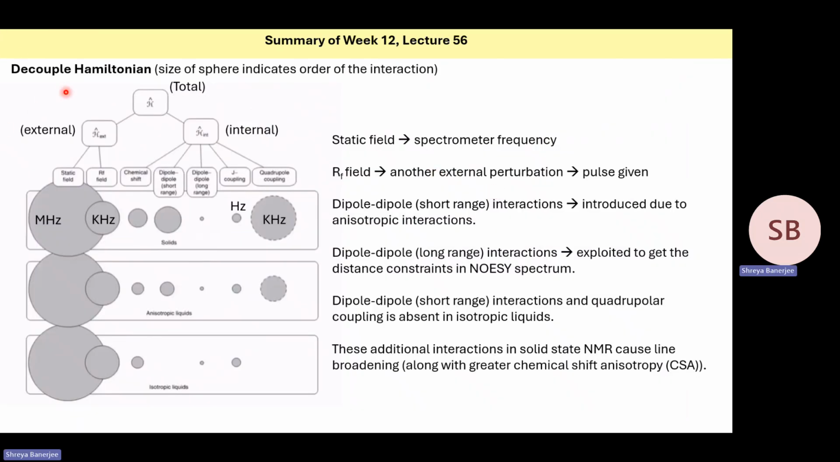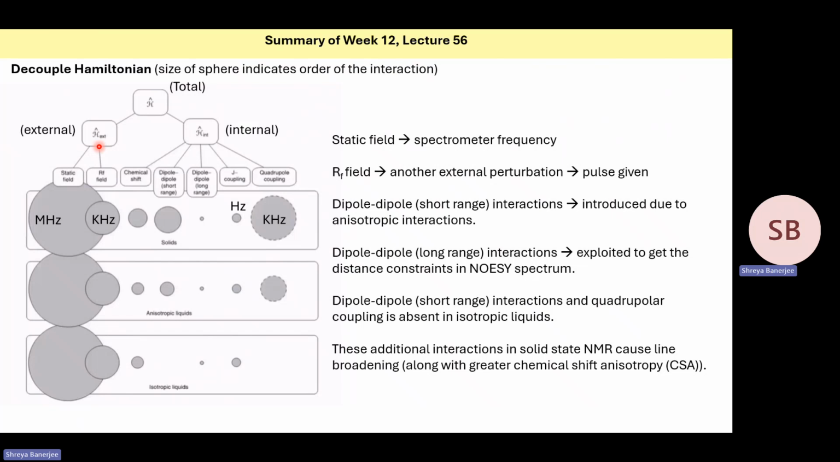We will look at this in another way. So we know from quantum chemistry that the Hamiltonian function gives us the total energy. This total energy can be divided into external energy and internal energy. What falls under external? Firstly, you have the static field, that is the spectrometer frequency. The spectrometer frequency excites the spins, and so it is an external source of energy.